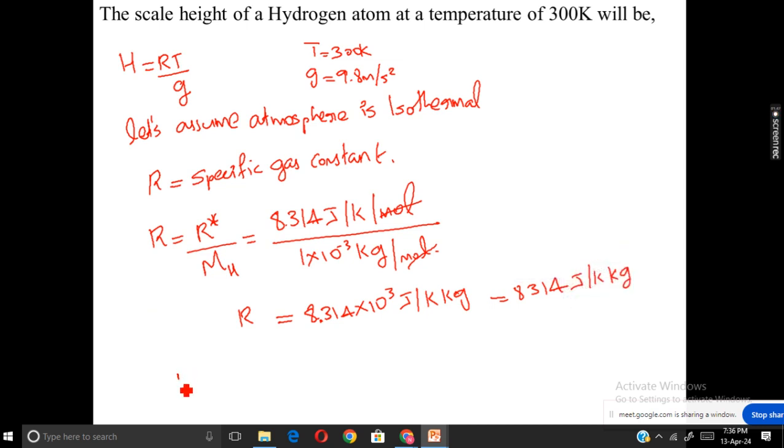Now we can find H, which is the scale height. Scale height is given by RT by g, which will be 8314 into 300 divided by 9.8. Can you try to solve this and tell me what is the answer?